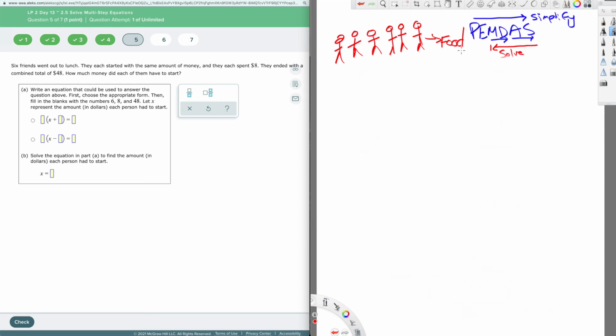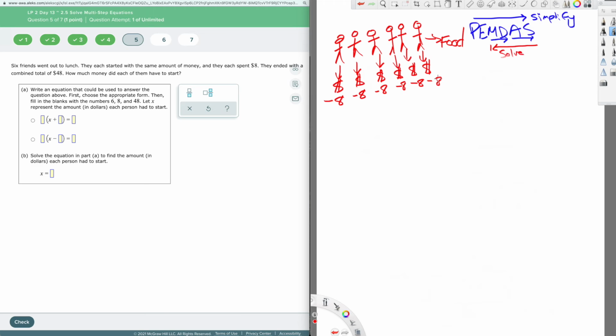They each started with the same amount of money, and they each spent $8. They ended up with a combined total of $48. How much money did each of them start with? So they each started with the same amount. We don't know what it is, but it's the same amount. I'm just going to go like this, $ sign. They ended up with the same amount of money here, right? Exactly the same amount. I'm just using the $ sign to be silly there, but it's whatever it is, the same. They each spent $8, right? So each of them spent $8, and they ended up with a combined total of $48. How much money did they have to start?